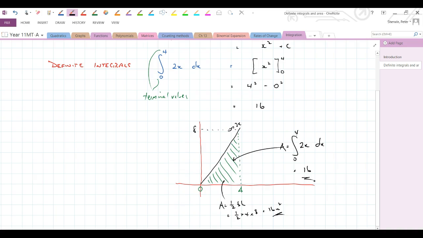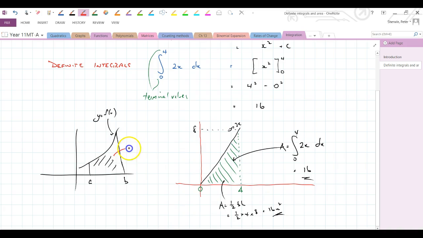So definite integrals lead into our work on areas. So if we're looking for the area, in this case we wouldn't need to integrate because it's a straight line and we can use our knowledge of triangles. If we have a curved boundary line between two values a and b, and this is the function y equals f(x), then that area in there is equal to the integral between b and a of my function of x with respect to x.